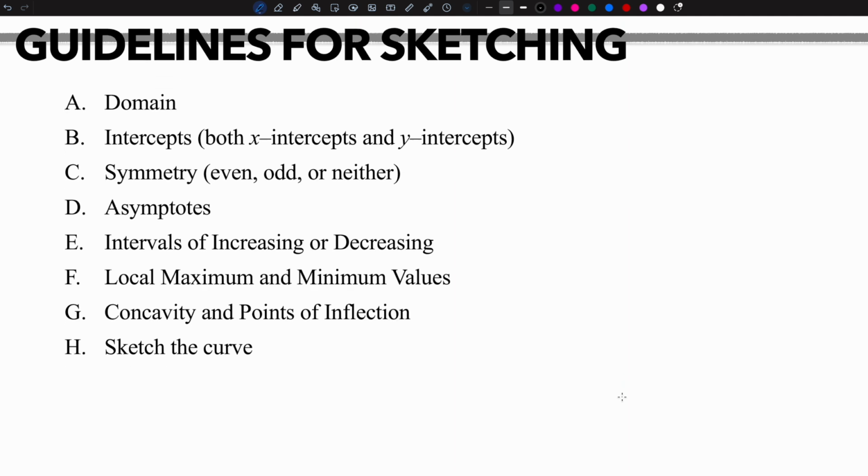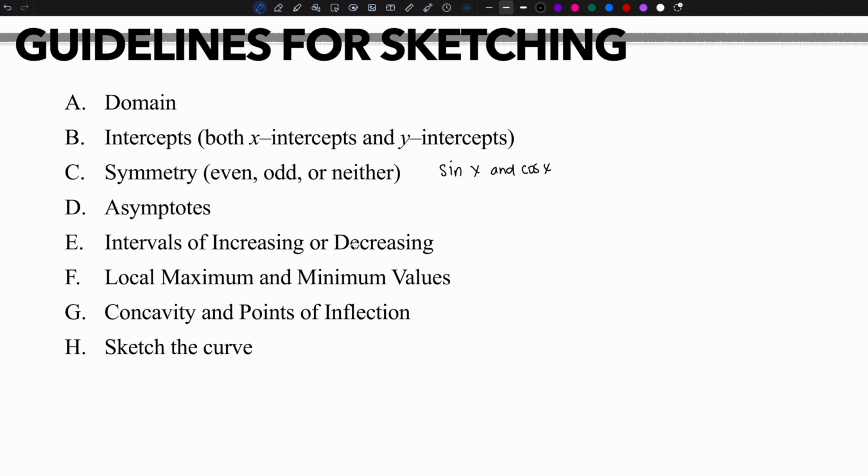So some guidelines for actually sketching these graphs. You want to look for the domain. You want to check the intercepts: x-intercepts, where it crosses the x-axis, and where it crosses the y-axis. Is it symmetrical? Think of it especially like sine of x and cosine of x. Those are odd and even symmetry. Look for asymptotes, meaning anytime you have an undefined value, where the denominator would be 0.